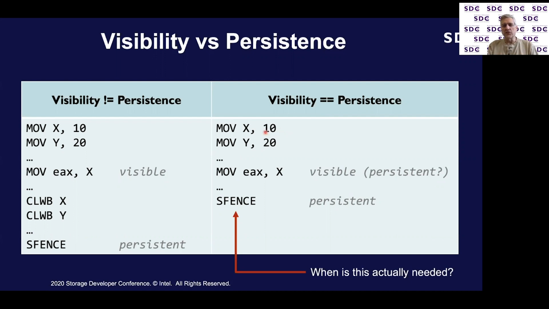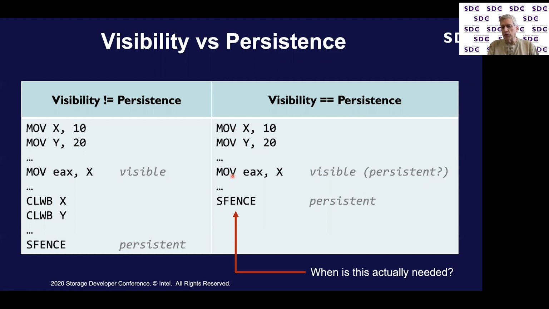So here I am again storing 10 to x, and I'm storing 20 to y. And sure enough, if I load from x into my EAX register, I see the 10. So it's visible. And maybe it's actually persistent, because since it's visible at this point, that means it's part of the cache coherency architecture. That means if I were to lose power right now, it would indeed get flushed and be on persistence. So why am I being kind of wishy-washy about this? Because like I say, the devil's in the details.